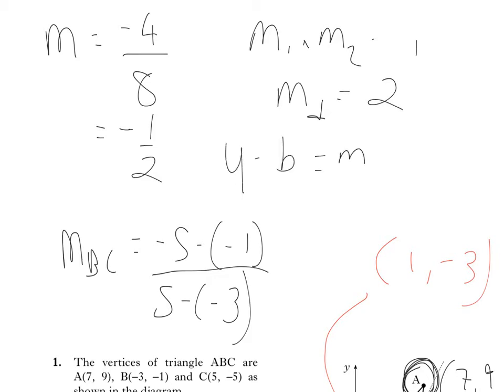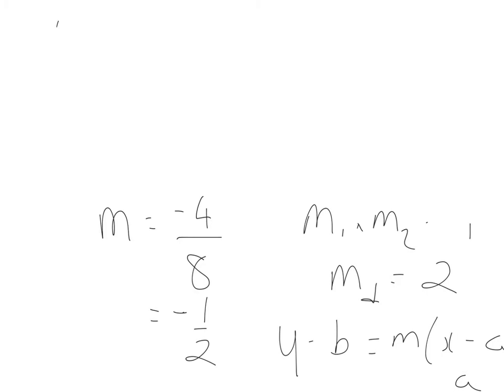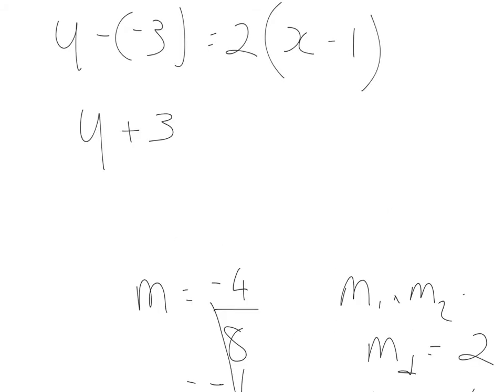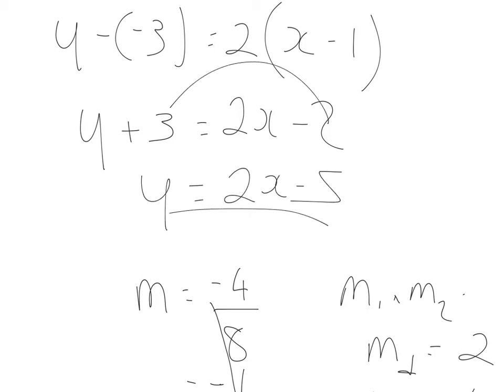It's then y minus b is equal to m bracket x minus a. There's b. And that will be y minus -3 equals 2 bracket x minus 1. That's y plus 3 equals 2x minus 2. Bring that over and I've got the answer that I was looking for. y equals 2x minus 5.